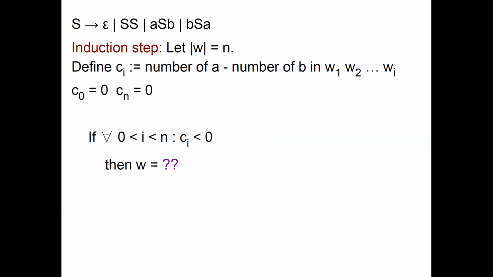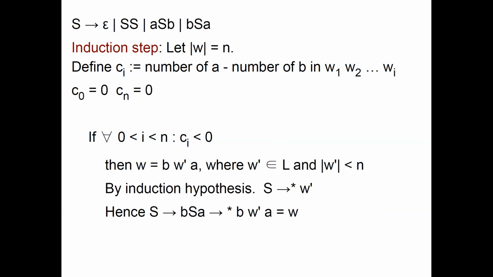Now, what happens if for every i, C_i is less than 0? So it's always deep down here. This is a symmetrical case. Can you guess what form w has in this case? In this case, w symmetrically must be equal to B w' A, where w' is in the language because you have one A, one B, and one A here, and the length of w' is less than n. By induction hypothesis, S derives w'. So now I can derive w by using S goes to bSa, and then you replace this S with w' to get w.